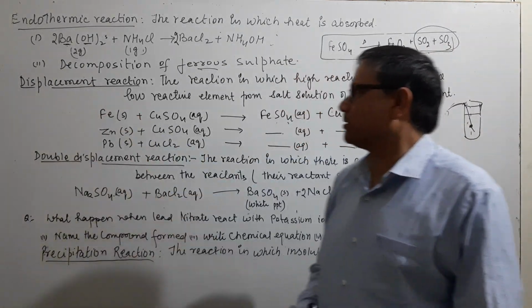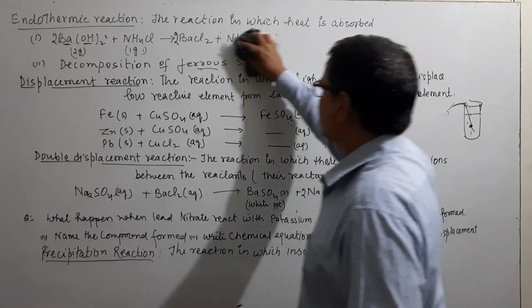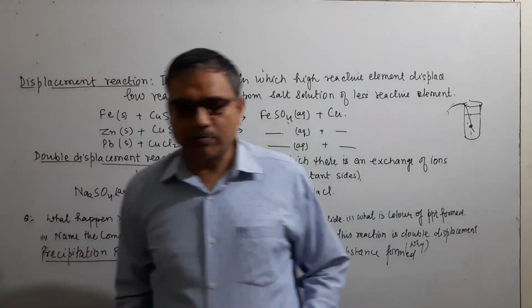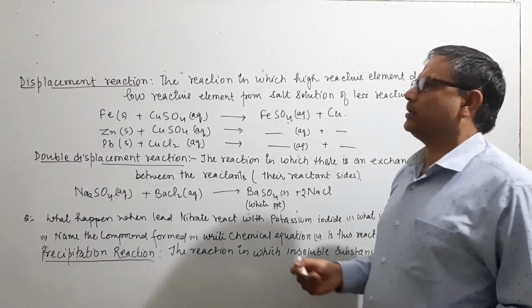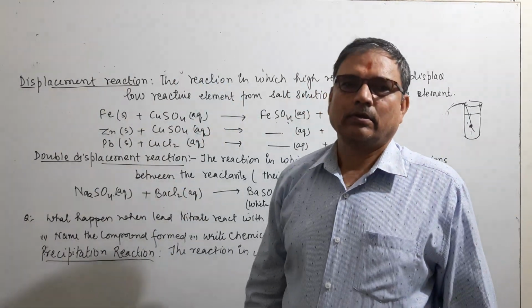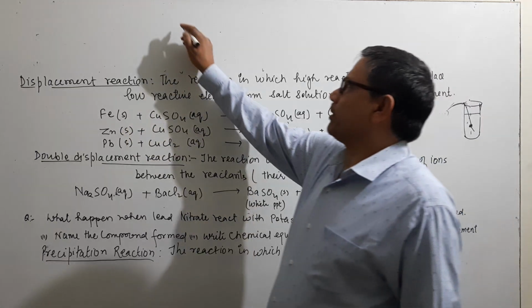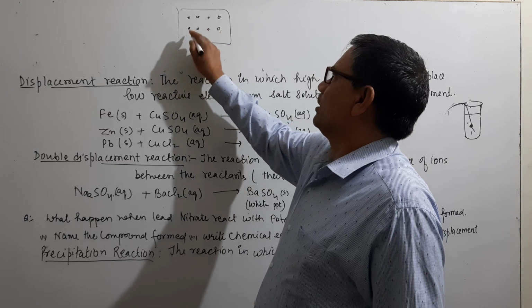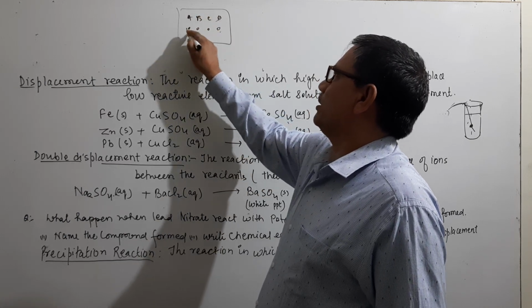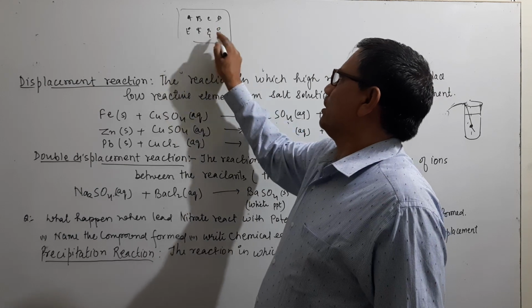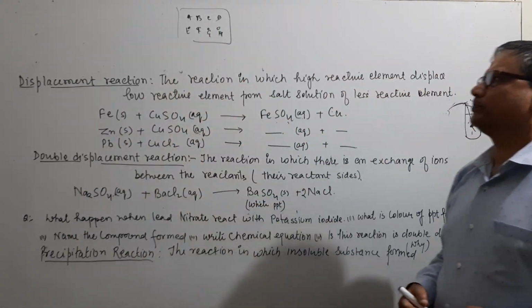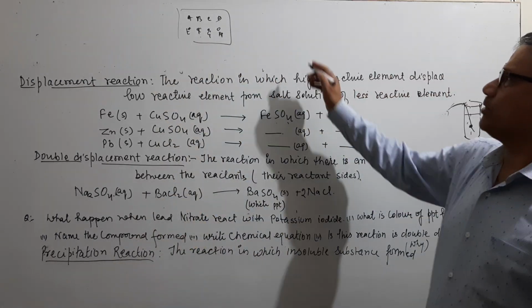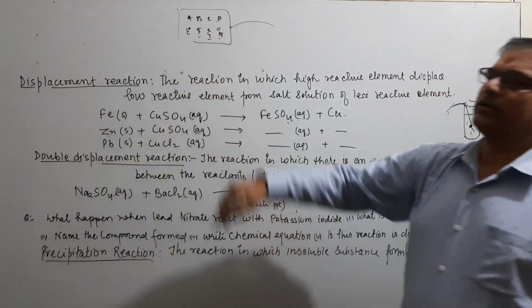The next point is displacement reaction. What is a displacement reaction? Displace means to remove. For example, in your class there are so many students sitting: 1, 2, 3, 4, 5, 6, 7, 8, A, B, C, D, E, F, G, H. All students are sitting in a room, and one desk is there. And one student comes from outside.